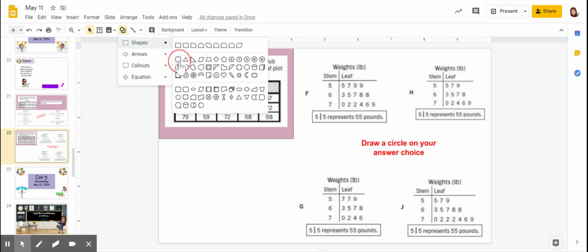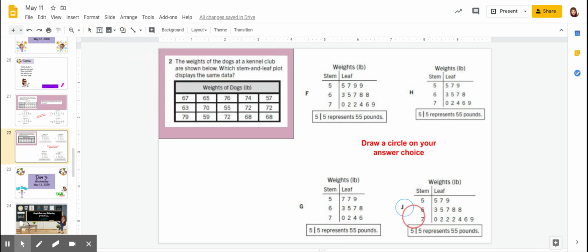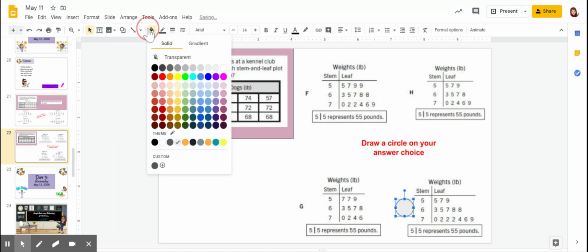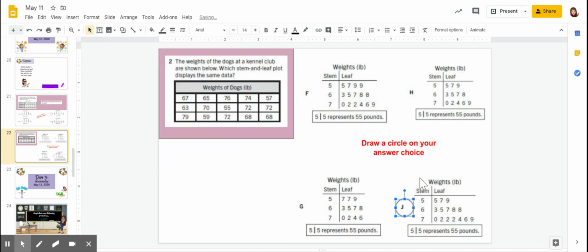So I'll put in my little circle to circle that, and I'll make it transparent. Now, one thing that you can also look at is if I count all of these leaves right here, this should tell me the total number over here. So right here, 1, 2, 3, 4, 5, 6, 7, 8, 9, 10, 11, 12, 13, 14, 15. So I've got 15 numbers here, so that's the correct number.